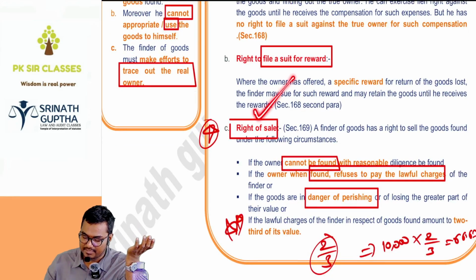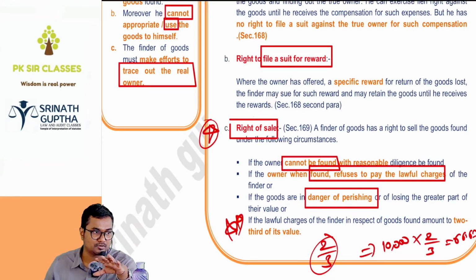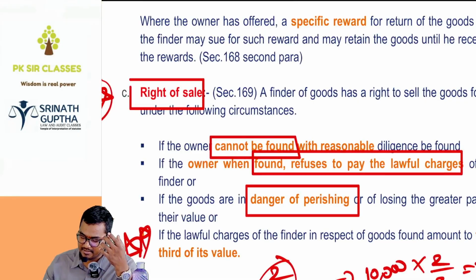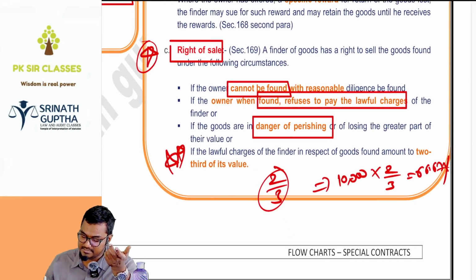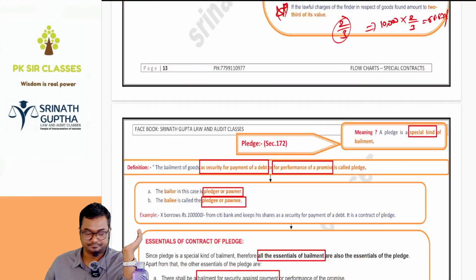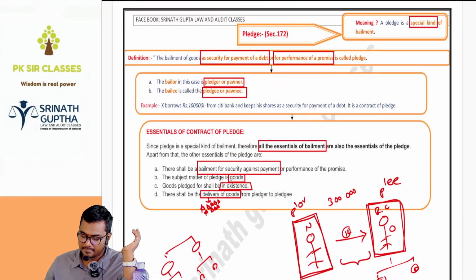And right of resale. Generally I should not resell the goods, but I can resell them when I am unable to find the owner, or I found the owner but he is unable to pay the lawful charges, or the goods are perishable in nature like flowers, milk, curd, fruits, or the searching expense exceeds two-thirds of the value of the article. I have kept a star here also. Done. Next one is the pledge.